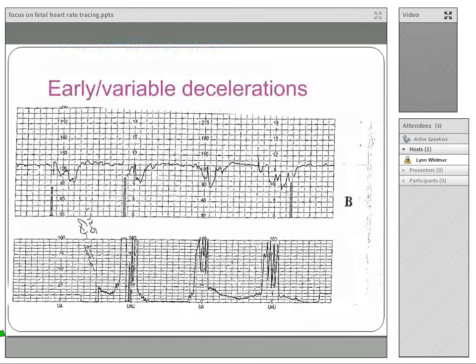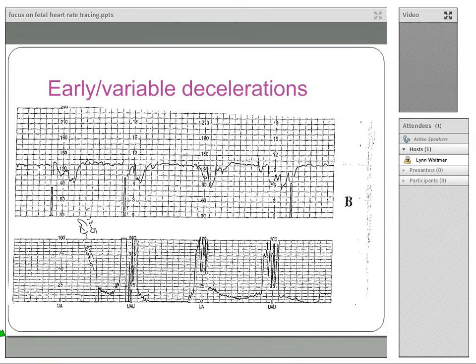And again, your early variable decelerations, because they are mirroring the contraction, but they're sharp. What is happening in these pictures is that the cord is probably wrapped around the baby's neck. Very common phenomenon. Please don't go, oh my gosh. It happens in about 40% of all births that the cord is wrapped at least once around, maybe twice. The scary ones are when they're 3, 4, and 5 times around the baby's neck.